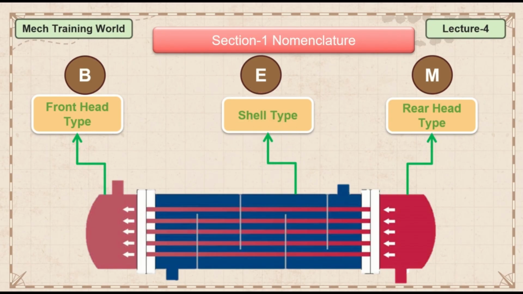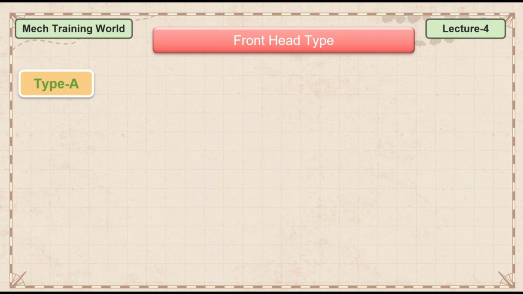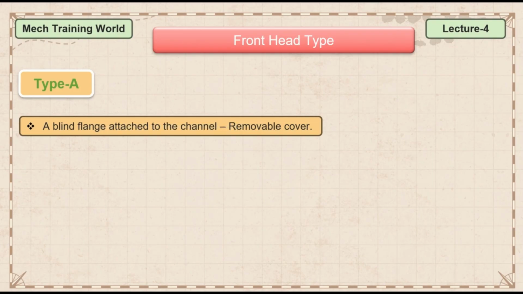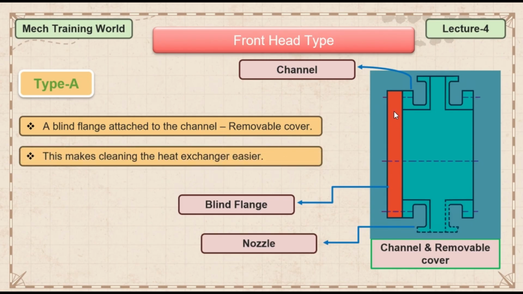So let's start with the front head types. The first type we will be looking at is type A. In this type A, there is a blind flange attached to the channel. The red colored part in the figure is the blind flange, and this is the channel cover. The blind flange is bolted to this channel. Whenever we want to do maintenance or clean the heat exchanger, it is easy to remove. This is the main advantage of this front head type.